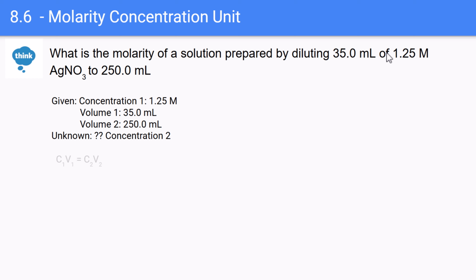So I just simply plug that into the formula that we just looked at. So C1V1 equals C2V2. And I just plug those numbers in, just like we indicated, and we algebraically solve for the new concentration, which is 0.175 molar AgNO3. So it's just a simple matter here of plugging these numbers in and algebraically solving for the one that we do not know. So this is a little bit more of a straightforward problem.